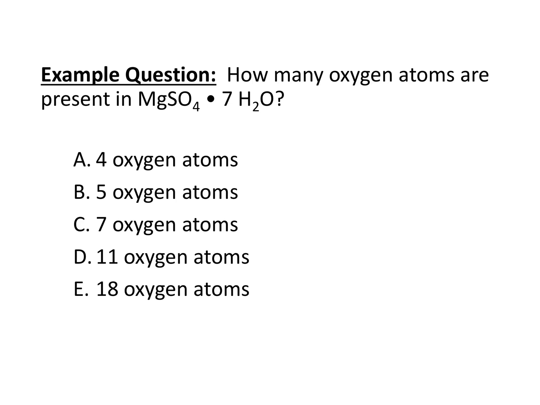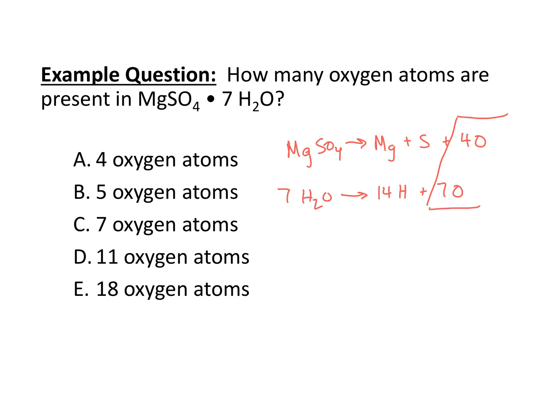So to break down that sample, let's look at the magnesium sulfate first. So MgSO4. I break that down. I've got 1 magnesium, I've got 1 sulfur, and I have 4 oxygens. Now let's break down the heptahydrate, the 7 waters. I've got 7 waters. So that means I have 14 hydrogens, and I'm going to have 7 oxygens. So to find out the total number of oxygen in magnesium sulfate heptahydrate, I'm going to add those two together for a total of 11 oxygen atoms in a sample of magnesium sulfate heptahydrate.